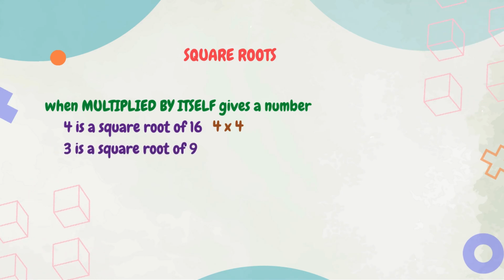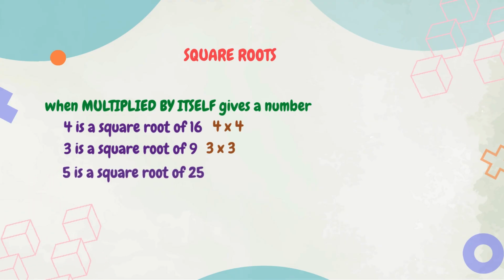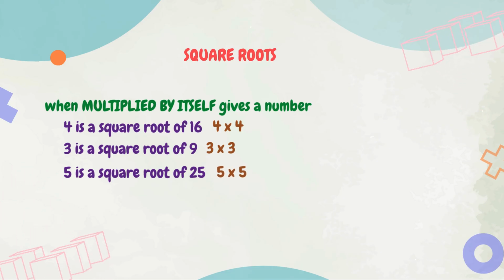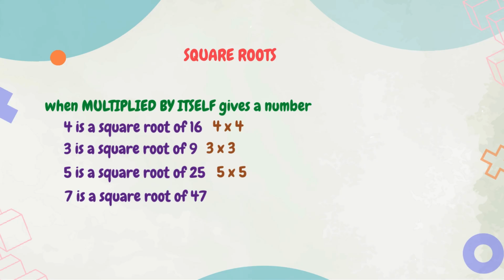Similarly, 3 is the square root of 9, as 3 times 3 gives 9. 5 is the square root of 25, as 5 times 5 gives 25. 7 is the square root of 49, as 7 times 7 gives 49.